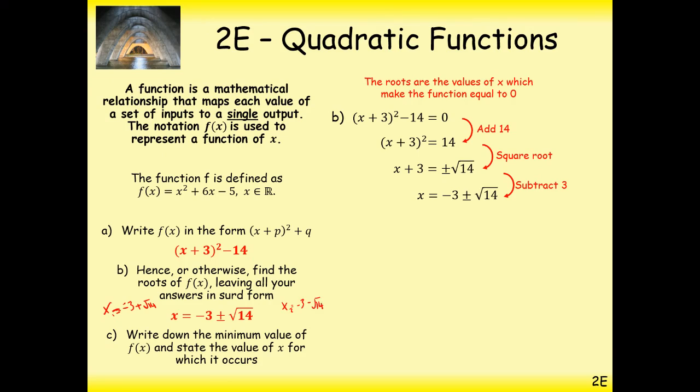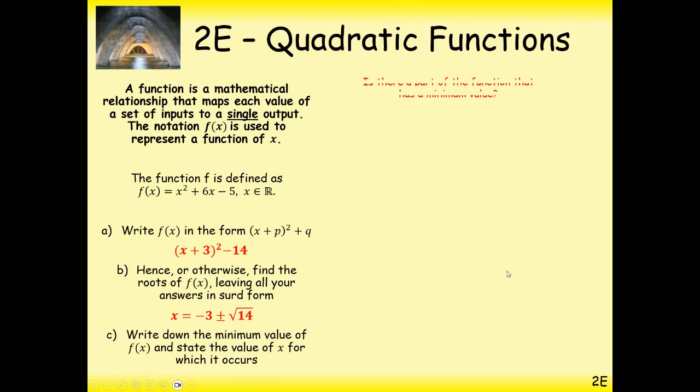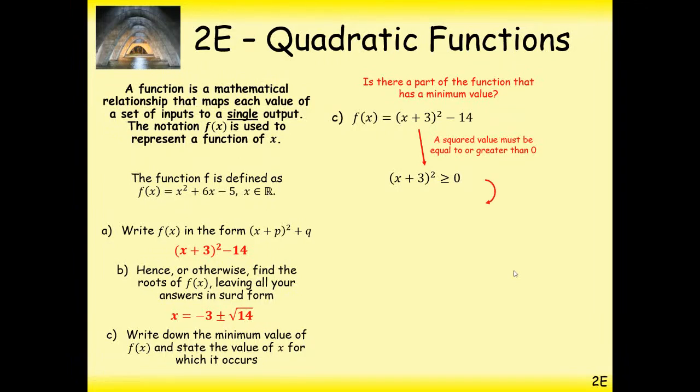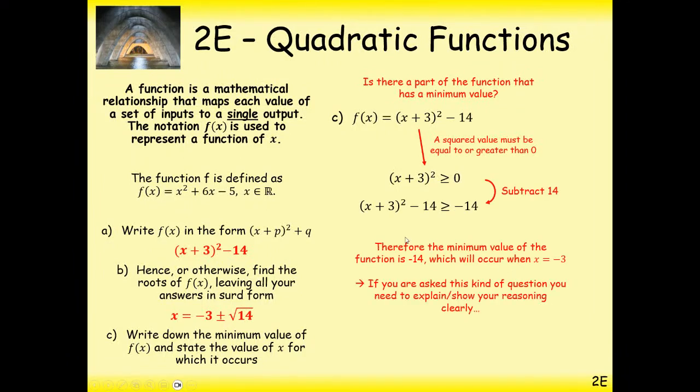So to answer part C, we already noticed that the completed square form has the lowest value of y at -14. That's all you have to report: this turning point occurs when x equals -3 and the y value takes its lowest point, -14.